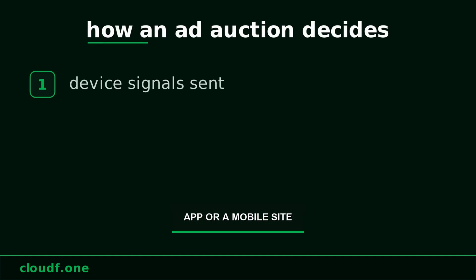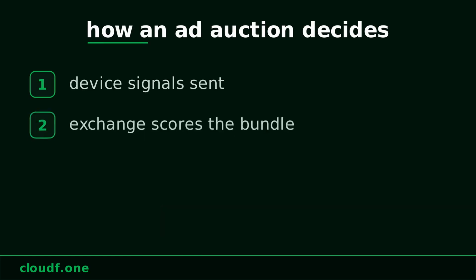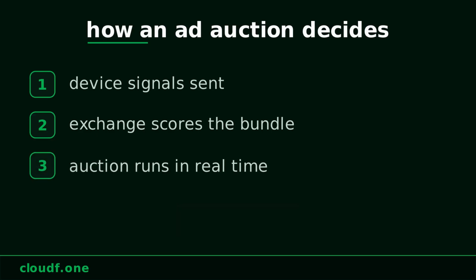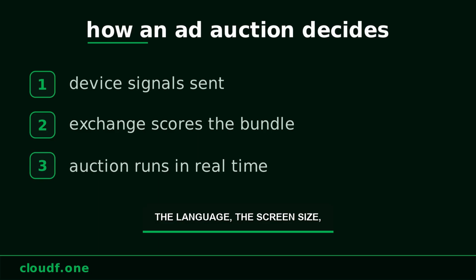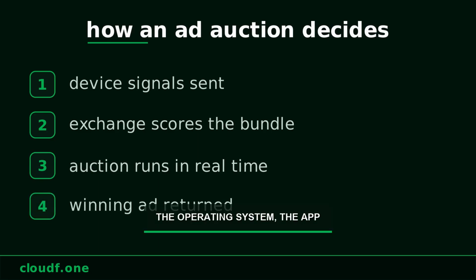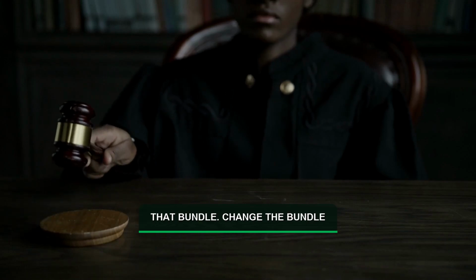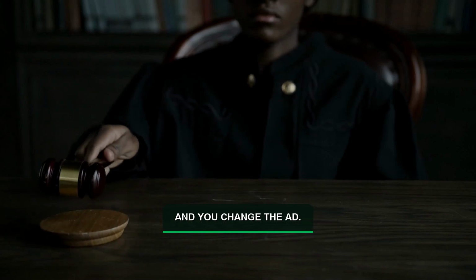When an app or a mobile site asks for an ad, it does not just hand over a slot. It sends a small bundle of signals about the device that is asking, and the ad exchange uses those signals to pick a winner in a fraction of a second. The country and city come from the IP and the mobile network. The language, the screen size, the operating system, the app itself all travel along too. The ad you get back is the one that won an auction tuned to exactly that bundle. Change the bundle and you change the ad.